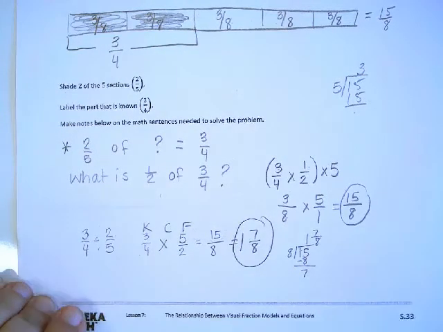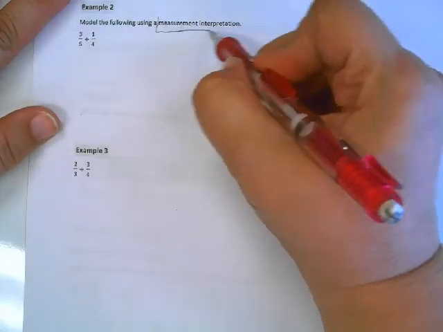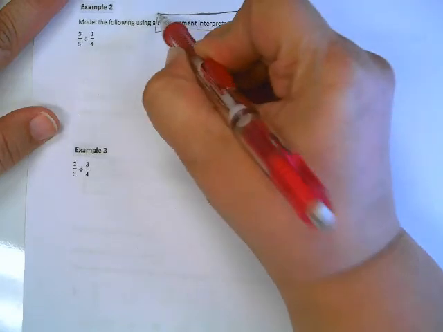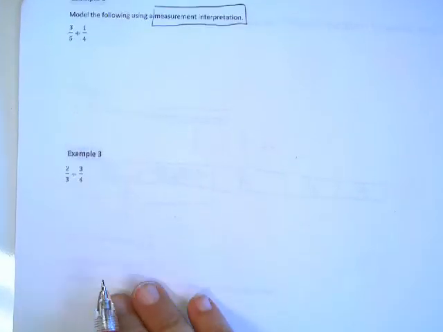Now we're going to go on to the next problem, or example, I should say. And this time they want us to use measurement division. And measurement division is the division that we've been using as we've modeled before. So before we do anything, we're first going to find a common denominator.